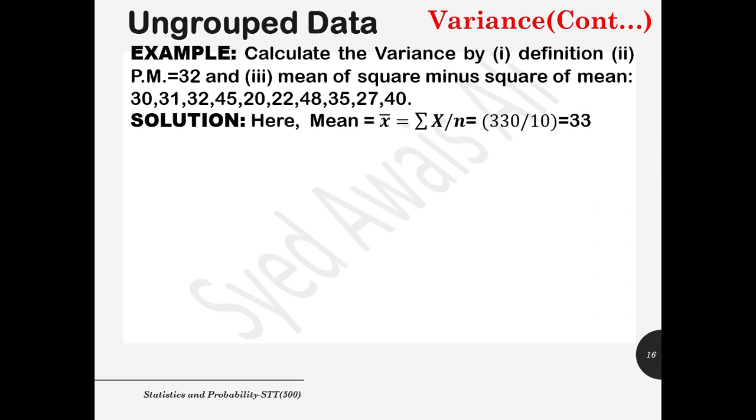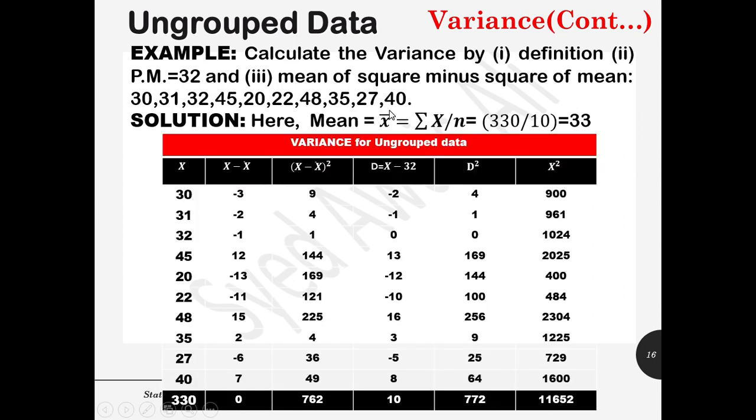330 divided by 10, that will be 33. So how do you find summation x? You have to take the sum of all the 10 values. Next, you have to make a table, and then find x minus x bar. 30 minus 33 will be minus 3, square will be 9. 31 minus 33 will be minus 2, square will be 4. 32 minus 33 will be minus 1, square will be 1. 45 minus 33 will be 12, and square will be 144, and you have to complete these two columns.